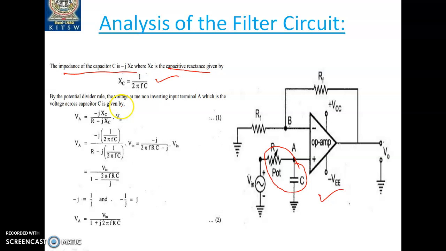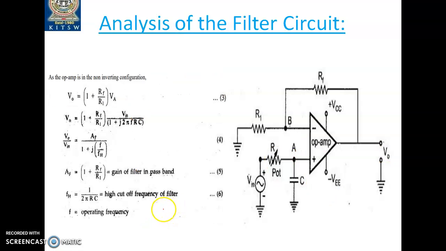And by the potential divider rule, the voltage at the non-inverting input terminal. Now we need to calculate the output voltage of the filter, right? Before that, first we need to put our efforts into calculating what is point A. If the operational amplifier is ideal, then whatever voltage we calculate across the capacitor, the same will be reflected across point B. Okay, so let us apply the voltage divider principle. We'll be having VA equal to something like this. Okay, and if you rearrange the terms, we'll be having VA equal to something like this. Okay, point number 2.